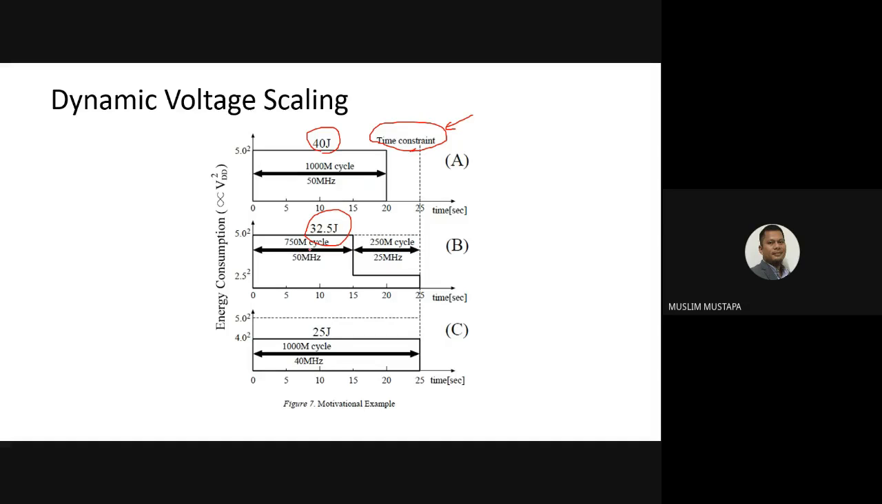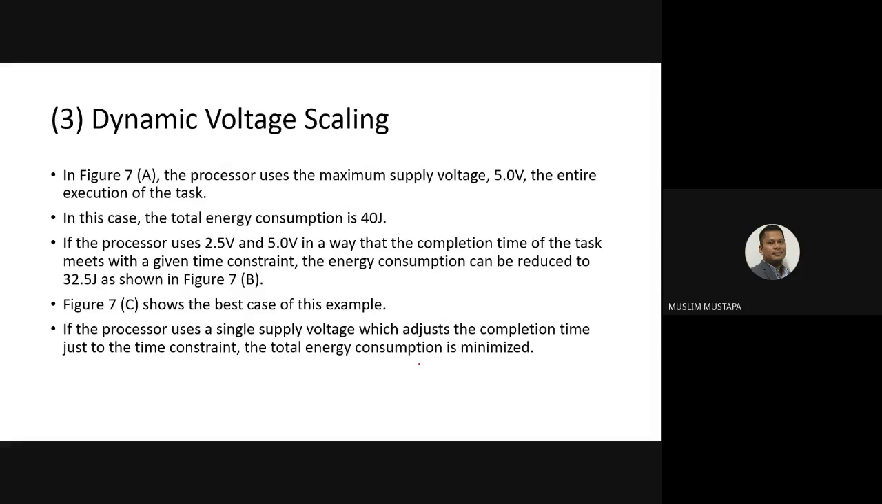Or we can find the optimal voltage, which is 4 volts, which will not sacrifice any performance. So we just execute the whole application at 4 volts, and we consume only 25 joules of energy. So this is what they call dynamic voltage scaling, right? Okay, so this is the explanation.